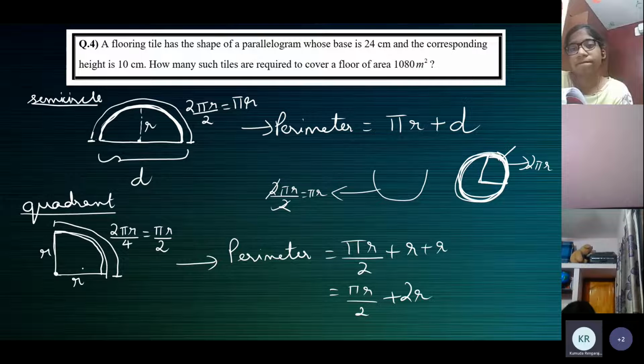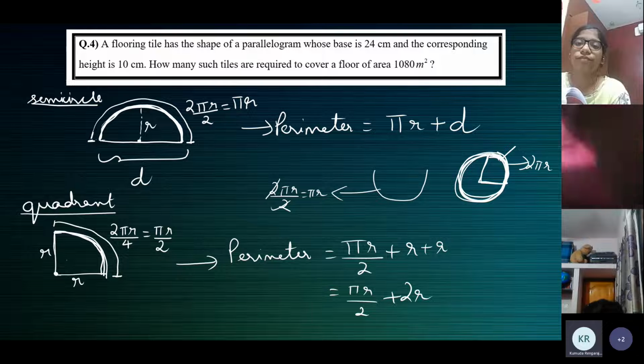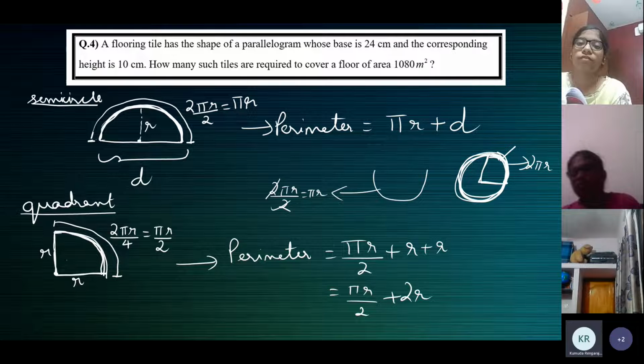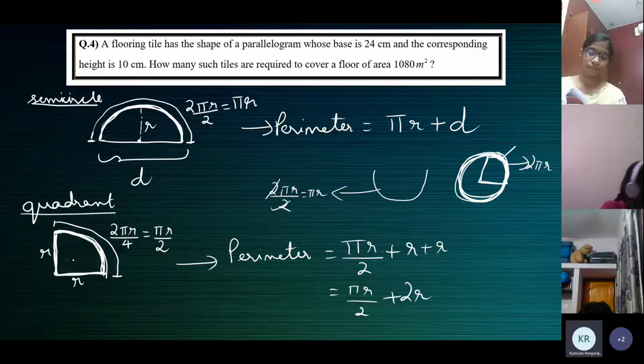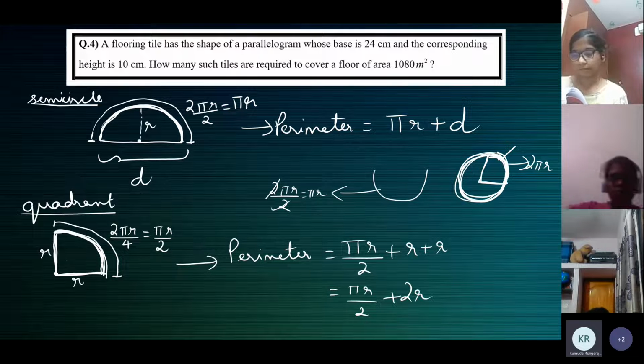So the perimeter, if you have a shape like this, the perimeter of this shape is the length of this arc, which is pi r by 2, plus r plus r, because perimeter is the length of the boundary of the closed figure. On the boundary of this figure, we have the radius, and this arc, whose length is pi r by 2. So the perimeter will be pi r by 2 plus r plus r.